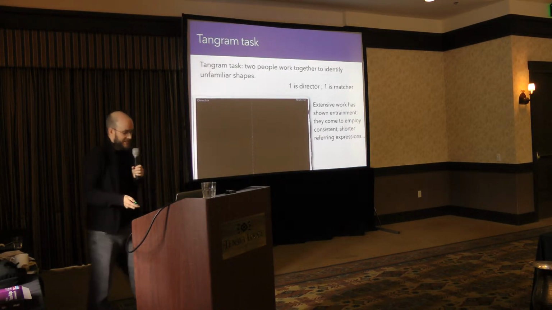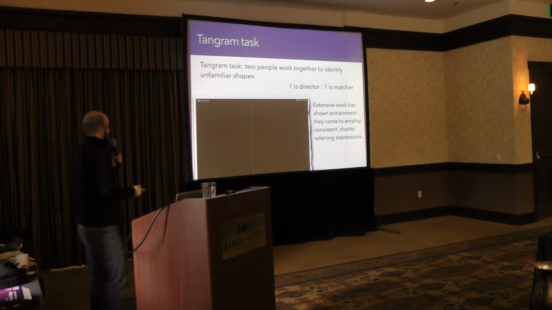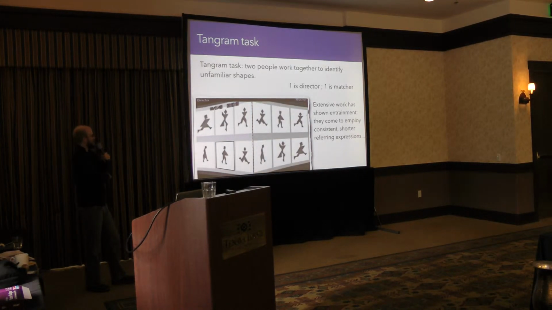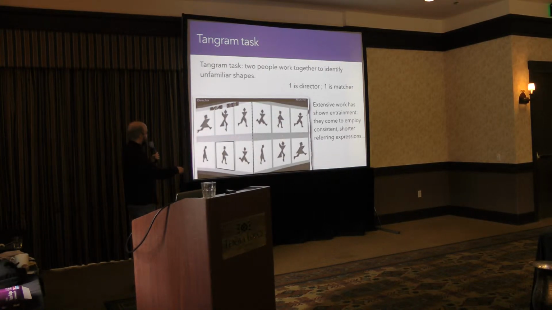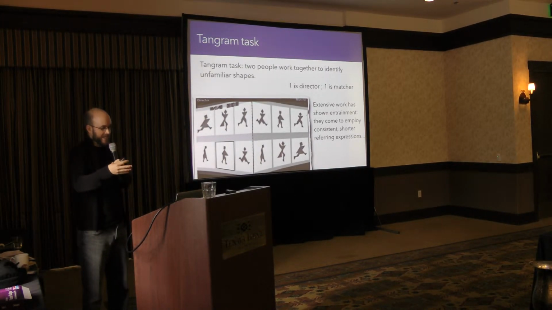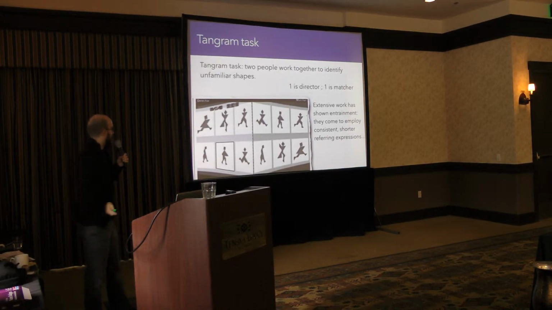So in the tangram task, the two people who are talking in different rooms are now given different roles. One is a director, and the other a matcher. And they're given a 2x3 grid, just as before, but this time it's occupied by these crazy tangram figures. You'll notice that they have the same figures on their screen, but the director is given one of these to describe to the matcher so that he or she can pick it out in the lineup. Extensive work has shown that participants who are playing this game with each other come to an agreed, stable, and very efficient form of description.